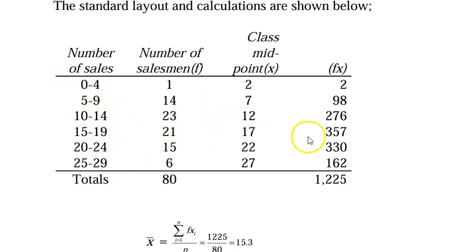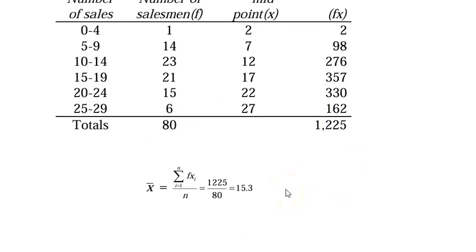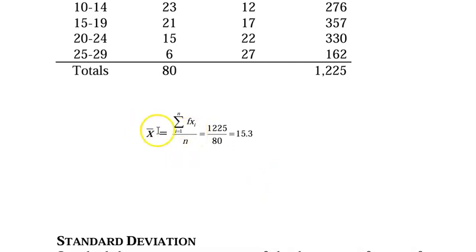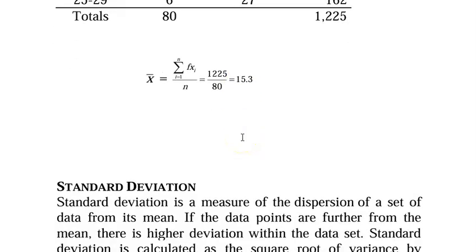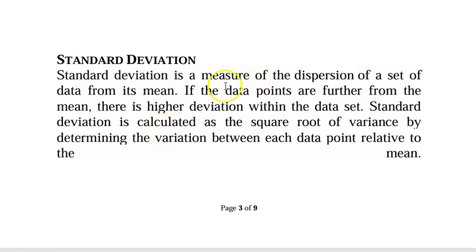So that's how we get the x value. And then at the end you get a total. These two totals, the 80 and 1205, are the ones we're going to use to calculate the mean. So the mean x bar will be the sum of f of x divided by n. What's the n? The total of the frequency. And what's f of x? The sum of the products of f and x that we had. And then we'll get our mean to be 15.3. Great stuff. Simple.